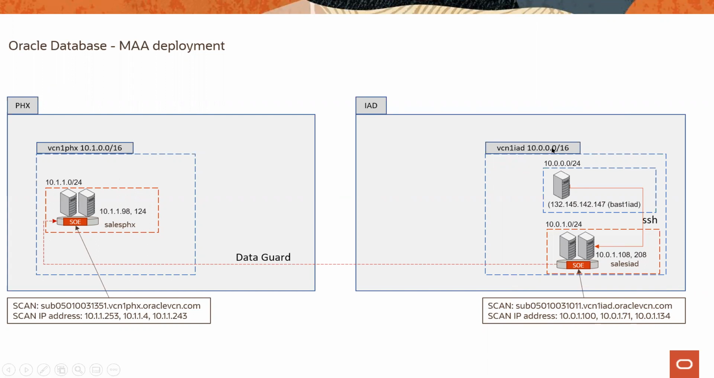Now, from the Virginia region, if you have done the peering and all that, you can access these IP addresses. That's not a problem. But if you want to access the scan name using the domain name, like you want to access the scan name directly, the VCN will not resolve it out of the box. That's not the default behavior. You need to do the configuration. So that's what I'm going to go through, the steps.